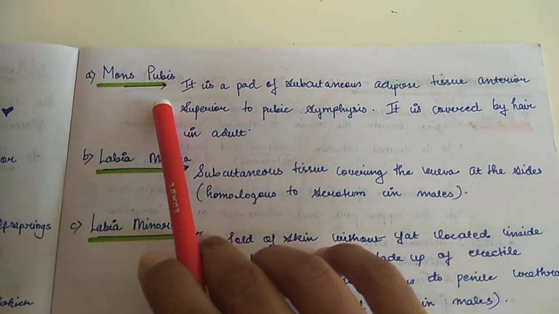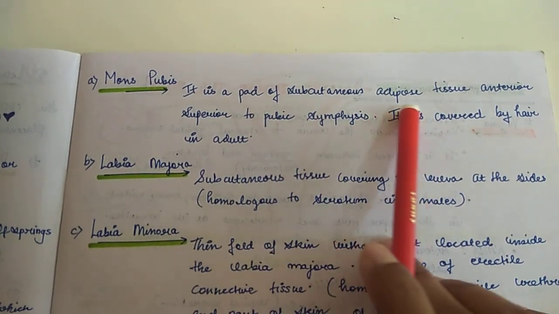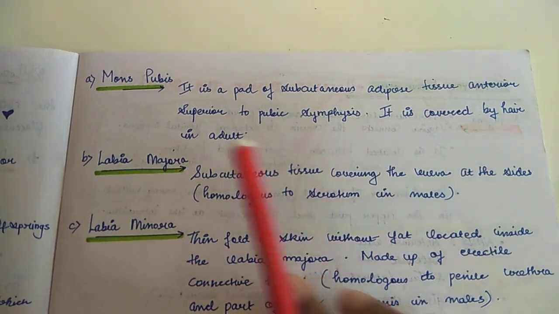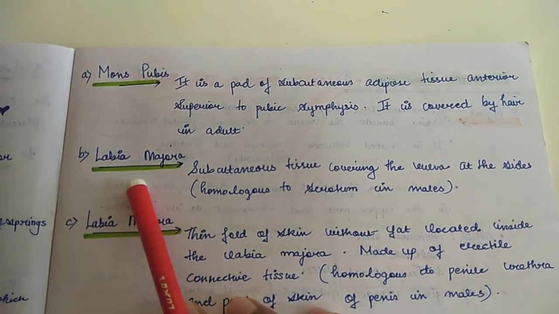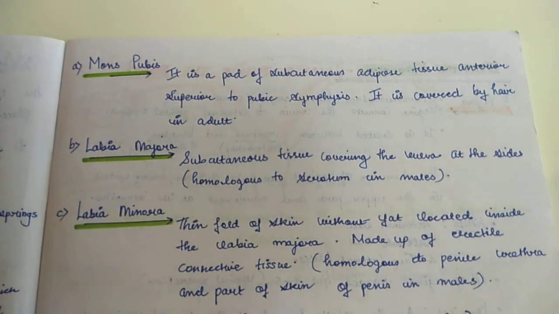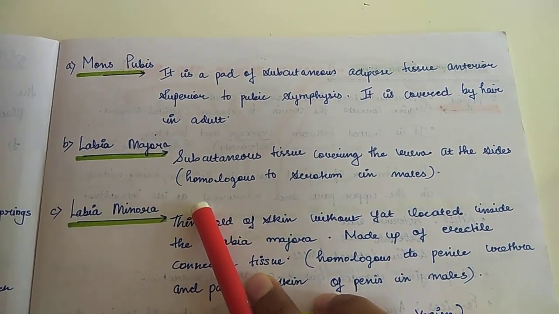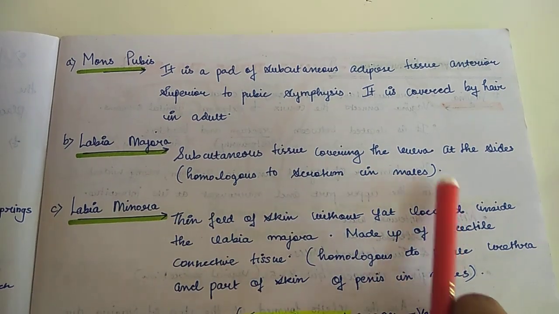So what is mons pubis? It is a pad of subcutaneous adipose tissue anterior superior to the pubic symphysis. It is covered by hair in adults. Labia majora is the subcutaneous tissue covering the vulva at the sides. It is homologous to the scrotum in males.